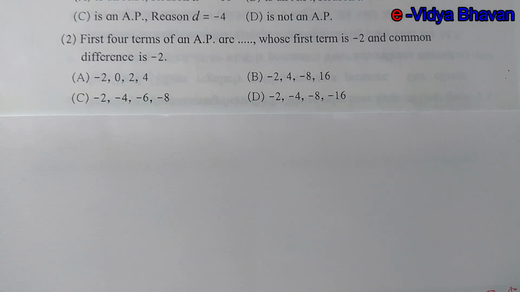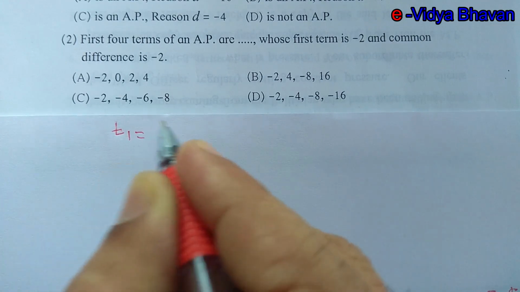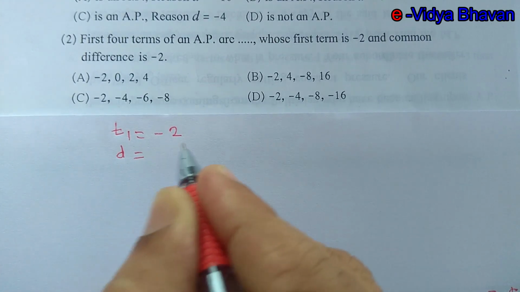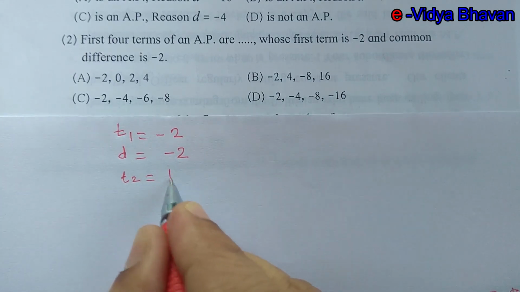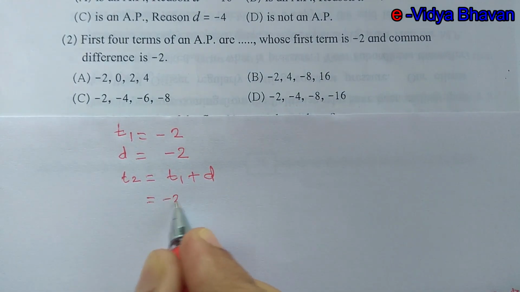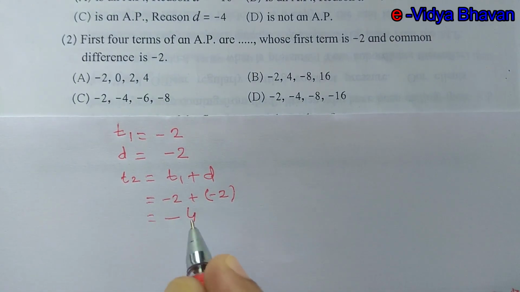Second question. First 4 terms of an AP are dash dash dash, whose first term is -2 and common difference is -2. You are given 4 choices, you have to answer them. So let's see. First term means what? T1 is given -2 and common difference is given to you -2. So the second term T2 will be equal to T1 plus d, that is -2 plus of -2, and this is simply going to give me -4.